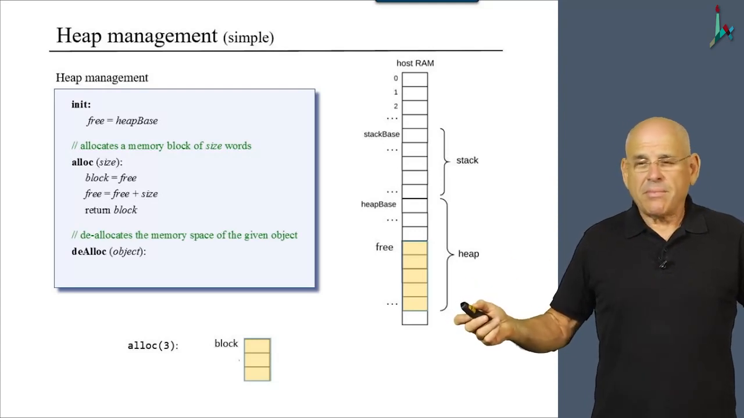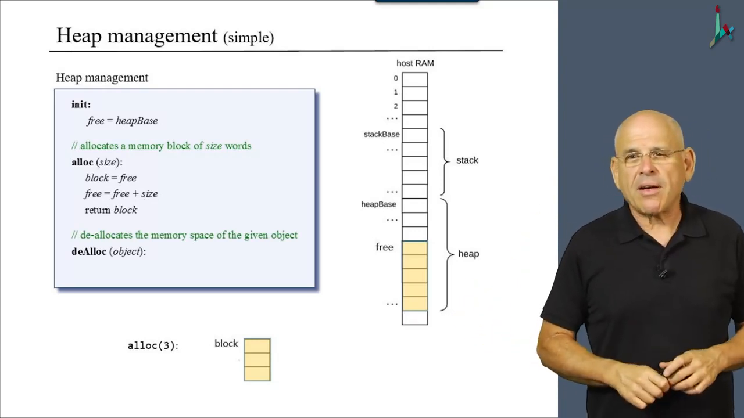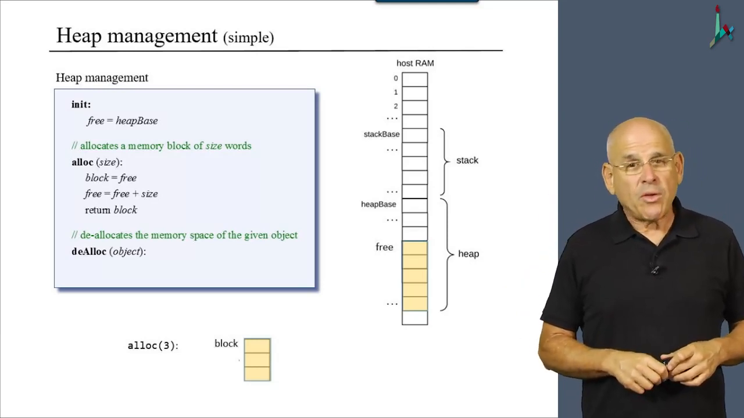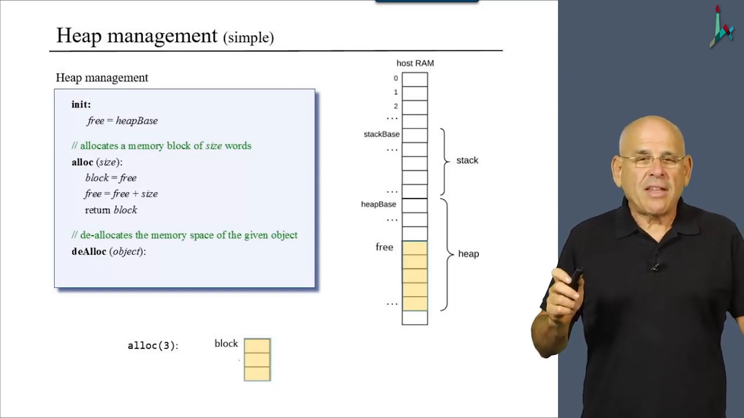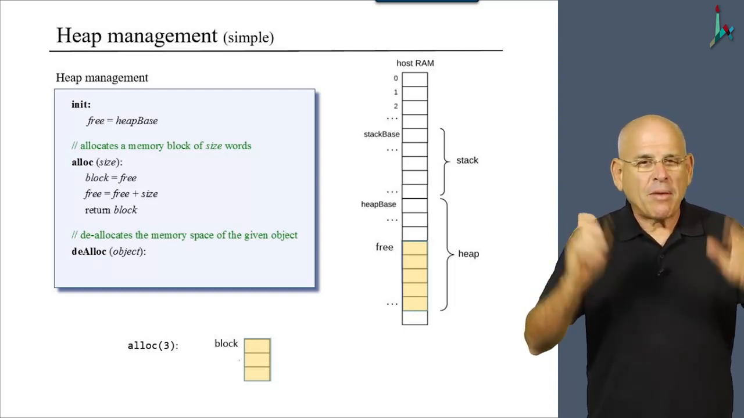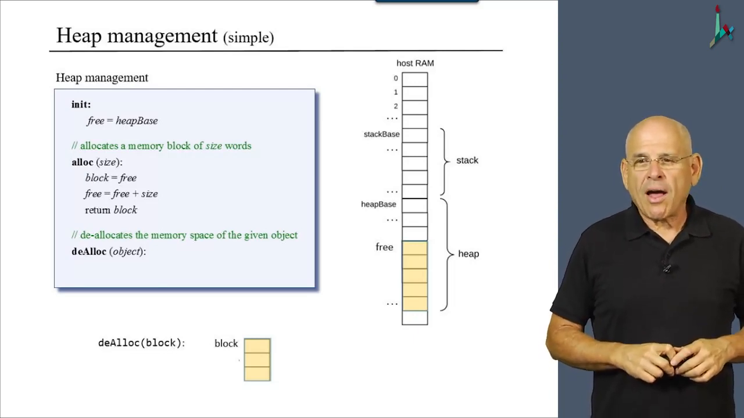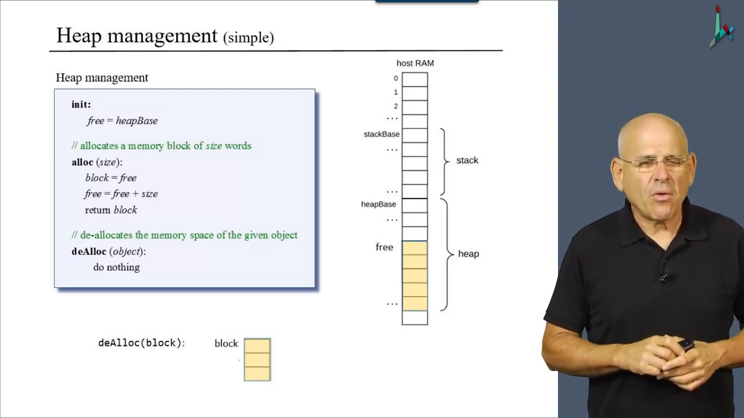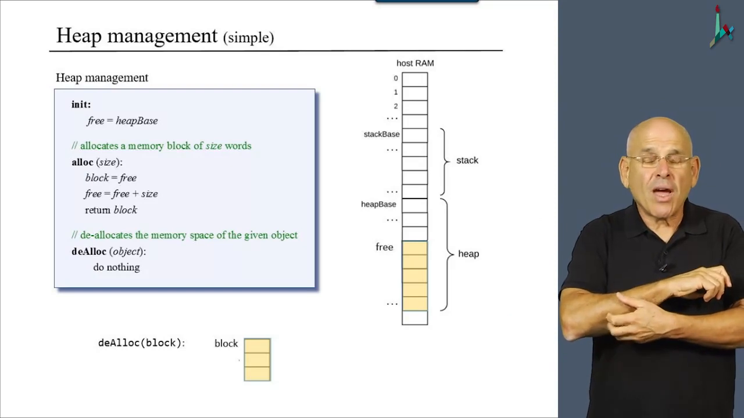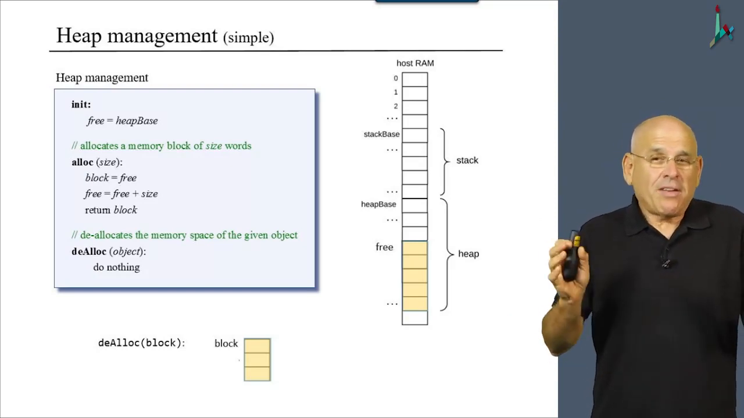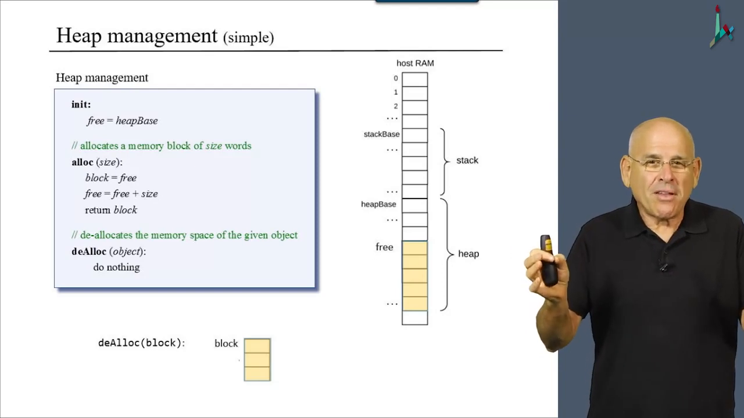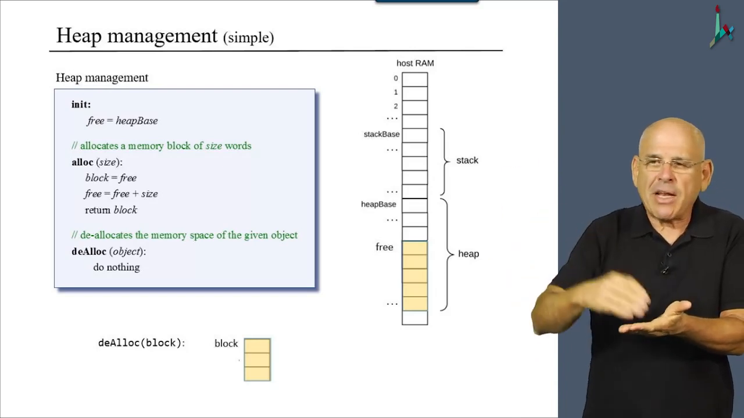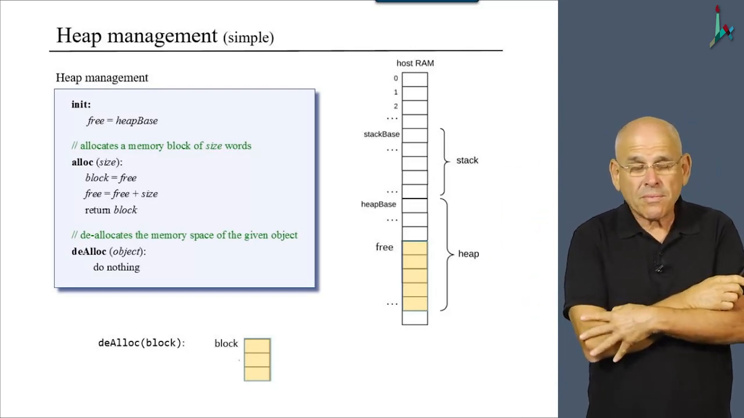Now, at some point, the user, who is a high-level programmer, may decide to dealloc a certain object. How do we do this? Well, I promise you that my algorithm and my approach are going to be simple. If someone says dealloc block, we simply do nothing. We don't bother. This will work for a while until at some point we'll run out of memory, right? Because we only go down. We never recycle. We never put memory back into the pool.